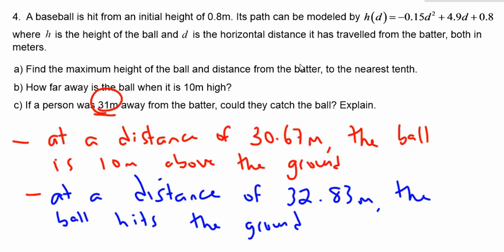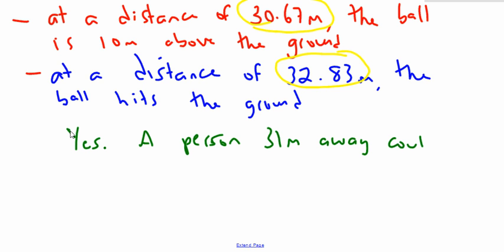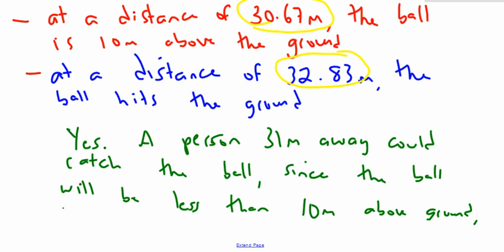So from this, I know that the person who is 31 meters away, the ball is going to be between 10 meters high and 0 meters high, which means someone who's reasonably decently athletic could reach for the ball either up or down, depending on exactly where the ball is. So I would say that yes, a person 31 meters away could catch the ball since the ball will be less than 10 meters above ground, but not yet on the ground.